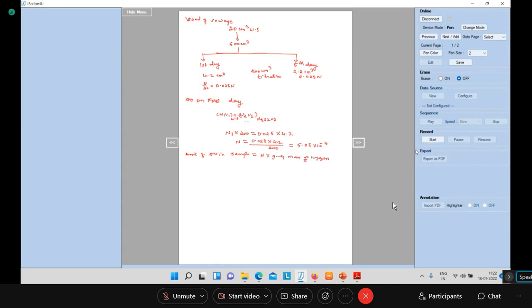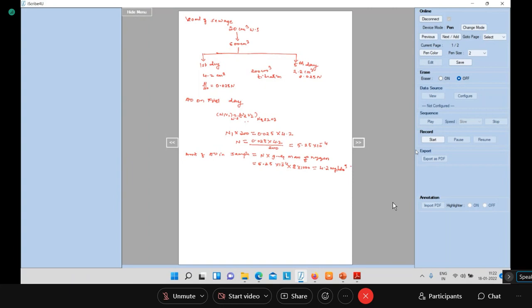Gram equivalent mass of oxygen. What is the normality calculated here? It is 5.25 × 10^-4 × 8 grams. That will be converted into milligram, so multiply by 1000. So this will be equal to 4.2 mg per dm cube.